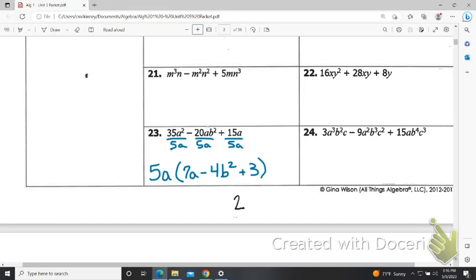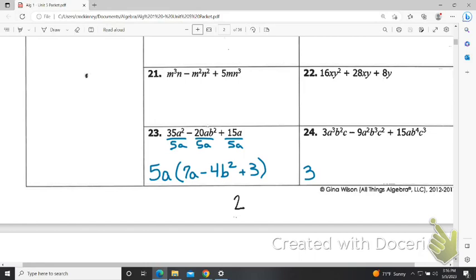Speaking of greatest common factors, we've got lots going on in number 24. We have 3 variables to keep track of, plus our coefficients. So for our coefficients, it's always worth a try to see if that smallest number would happen to divide into everything. And in this case, 3 does divide into 9 and 15. So we can use the 3.